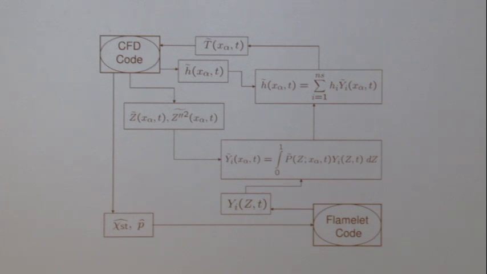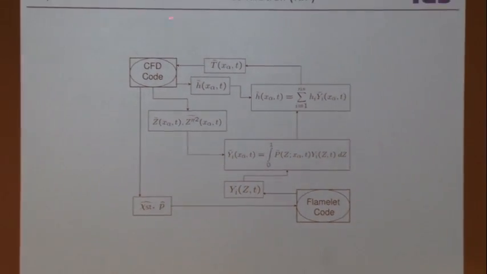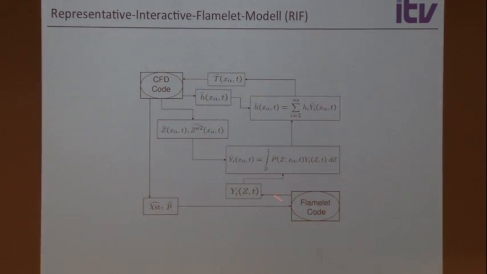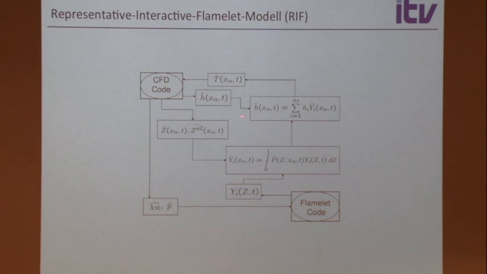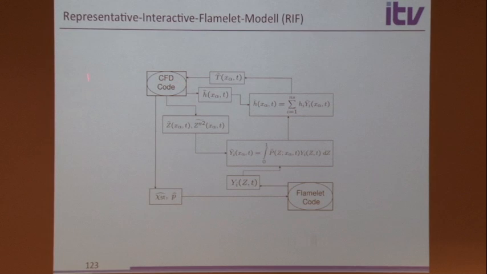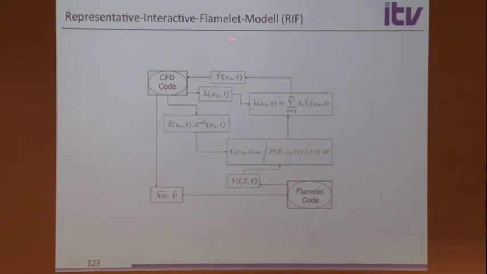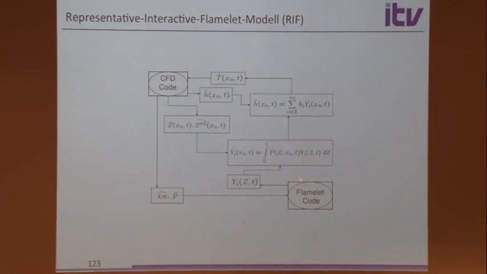Okay, so that's what we call the representative interactive flamelet model. Representative because basically you solve only one flamelet for the entire domain. Interactive because these things go back and forth at each time step. Now you could also solve many of these flamelets. You could say, for example, I want one flamelet just for the regions around the walls that then has a different energy.